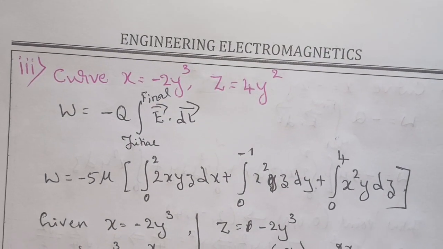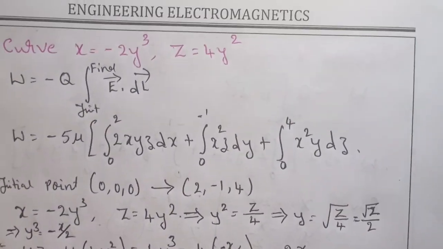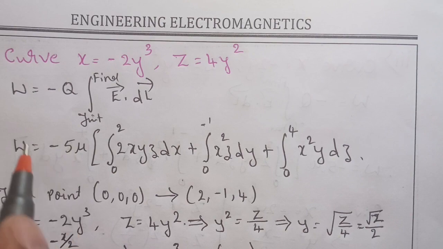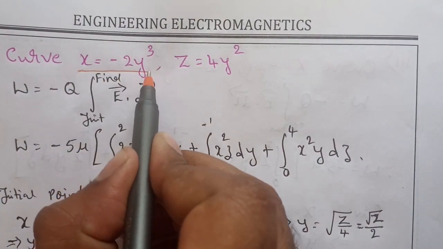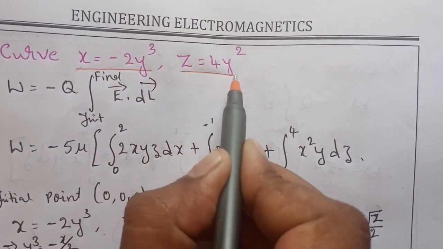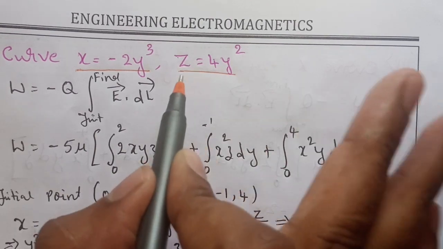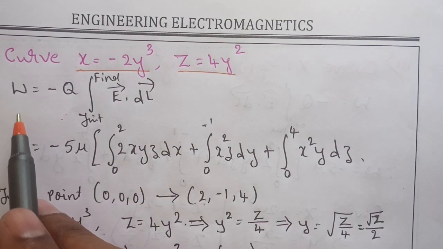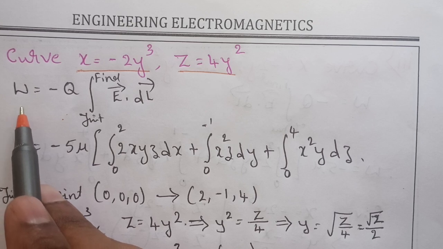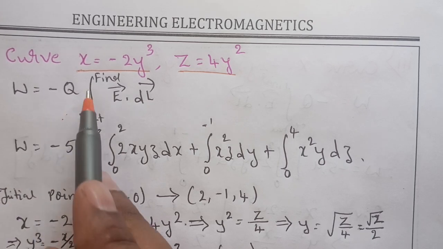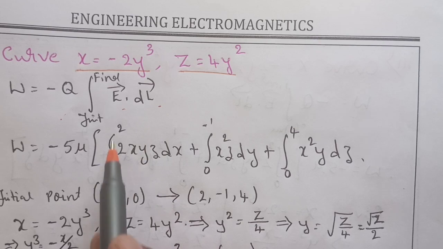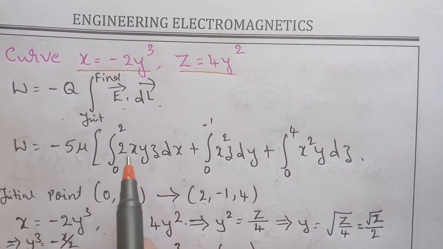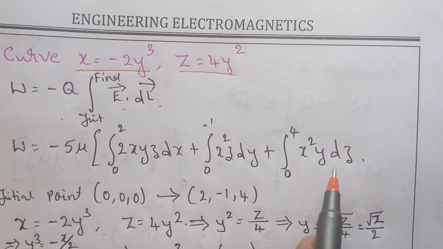we have a curve. They have given the curve x equals minus 2y cube, z equals 4y square. Similarly, as we did in the last two sub questions, we will continue with that. W equals minus Q into the integral from initial to final of E dot dl. E dot dl we already found, so we have substituted that equation here.